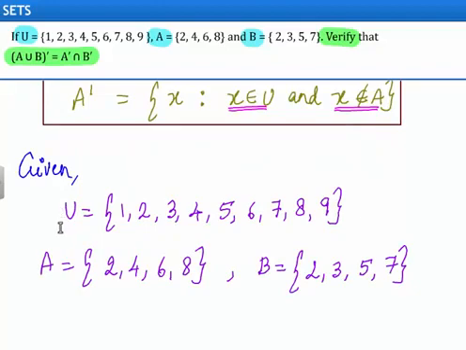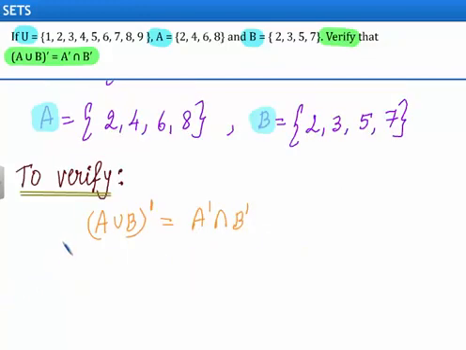We are given three sets. Universal set consists of first 9 natural numbers and the set A consists of first 4 even natural numbers. Set B is equal to 2, 3, 5, 7. We need to verify complement of A union B is equal to A complement intersection B complement.